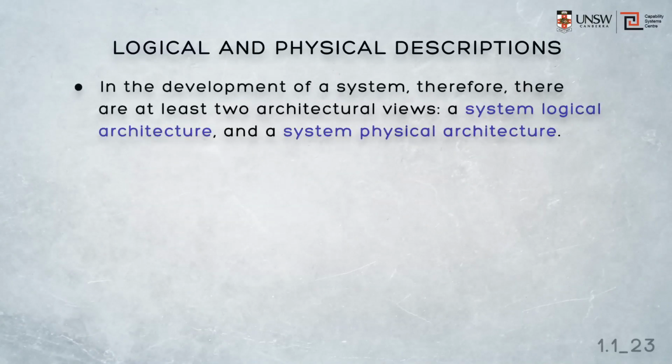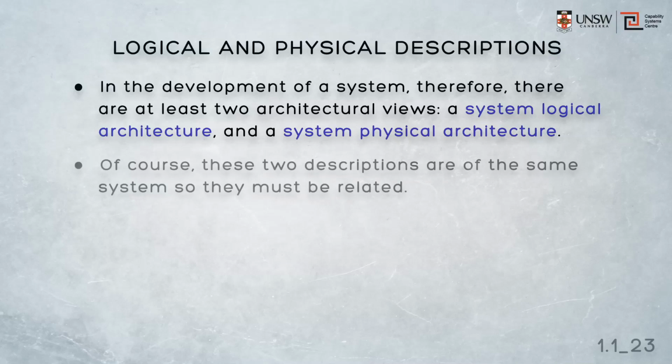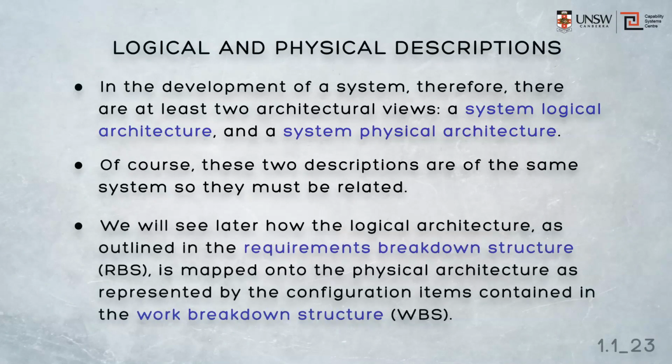In the development of a system, therefore, there are two architectural views, a system logical architecture and a system physical architecture. Of course, these two descriptions are of the same system, so they must be related. We'll see later how the logical architecture, as outlined in the requirements breakdown structure, is mapped onto the physical architecture as it's represented in what we call the work breakdown structure.